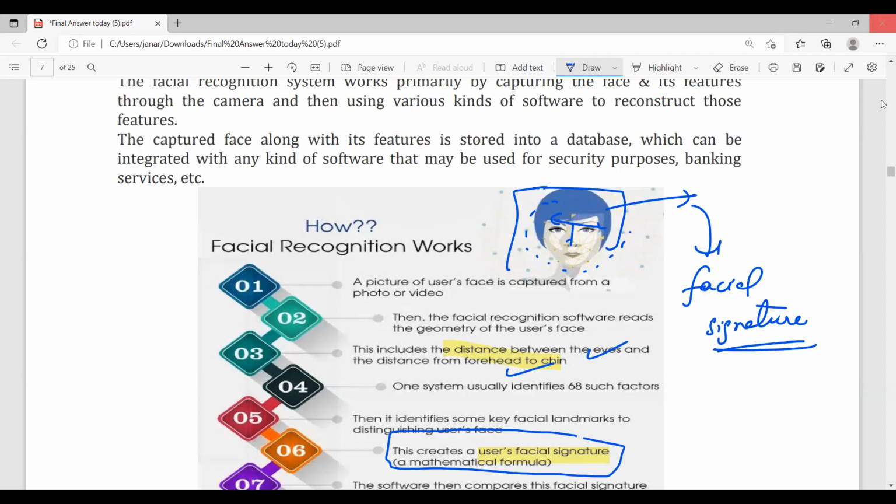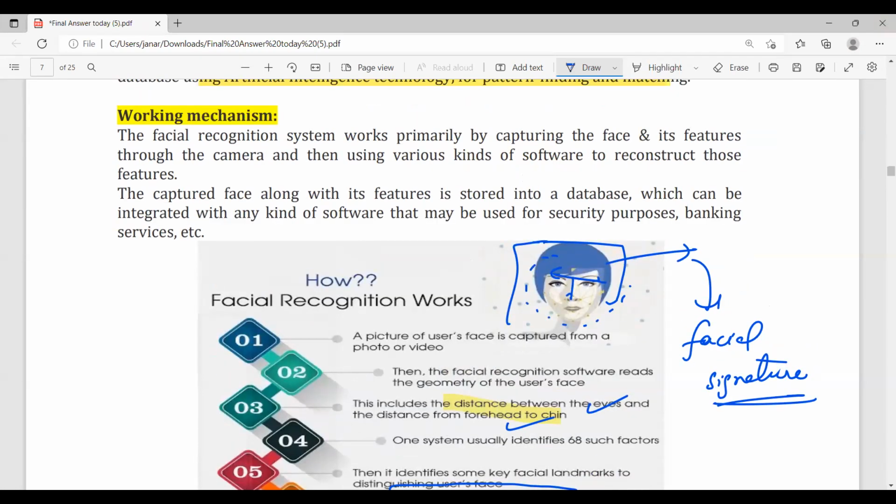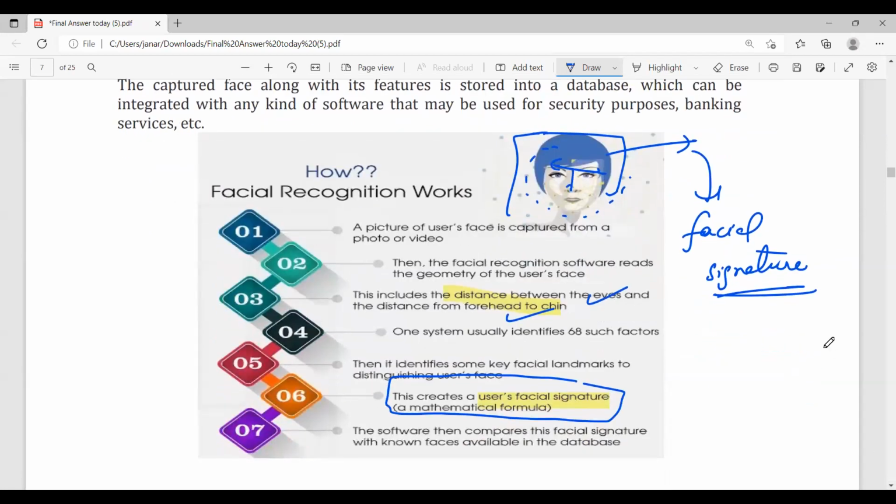A signature can be unique, but it can be forged also. So there are problems, no doubt about it. Any software can be subjected to malpractice, but that itself does not mean that we should stop developing these applications. So a kind of unique facial signature is being developed in facial recognition technology, and that is being mapped.